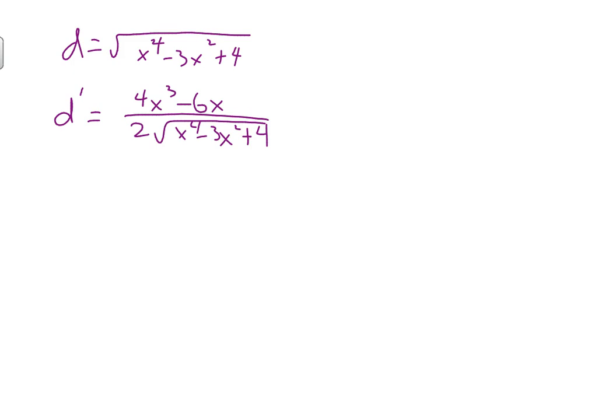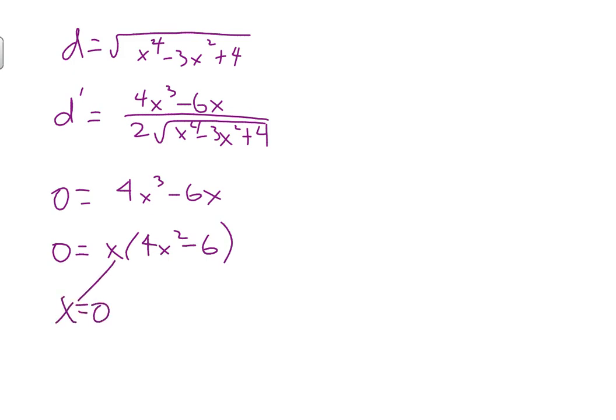Now, to find the critical values, I'm going to set the numerator equal to 0, and get 0 equals 4x cubed minus 6x squared, minus 6x. Solving, I can factor out an x, and I get x times (4x squared minus 6). So I get x equals 0 from this, and from here I would get x squared equals 6 fourths. So square rooting both sides, I would get x equals plus or minus the square root of 6 over 2, right?